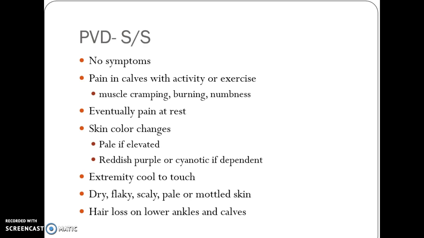But PVD in general will show itself if it gets bad. That intermittent claudication will become permanent. Skin color changes happen. They'll have like a reddish or purplish or cyanotic look. Eventually they become cool to the touch. The skin starts to mottle or turn color. And because the blood vessels aren't getting properly fed, hair loss will ensue.